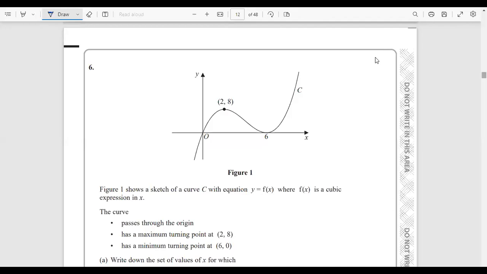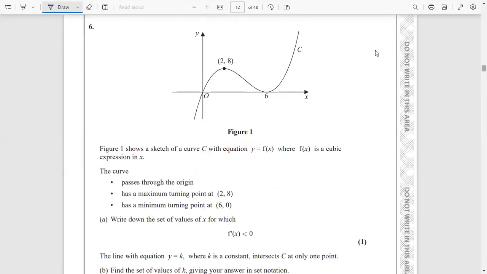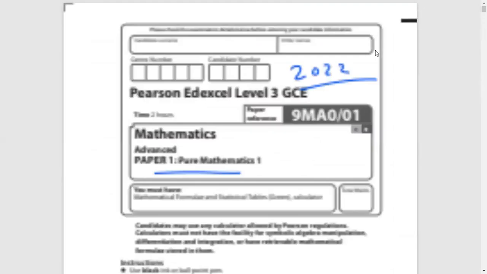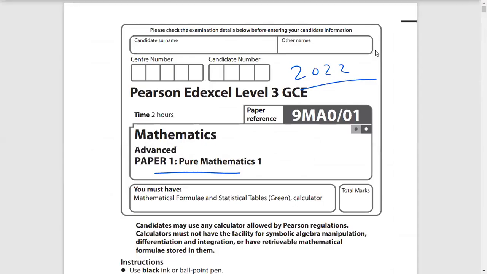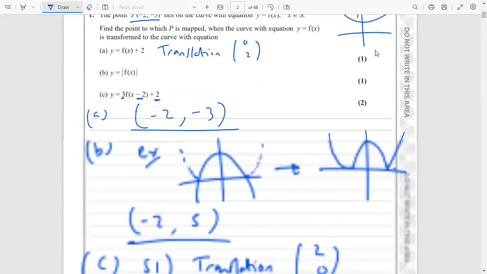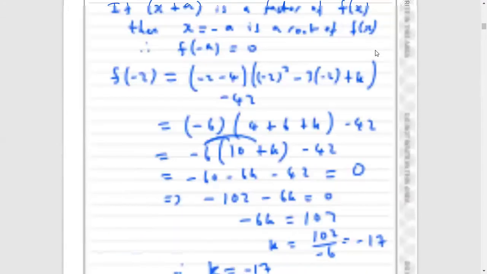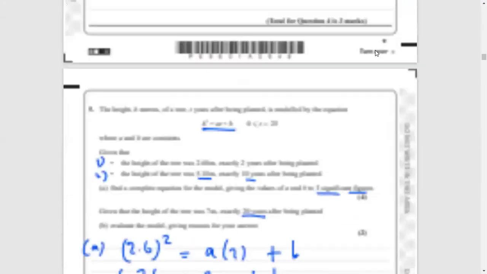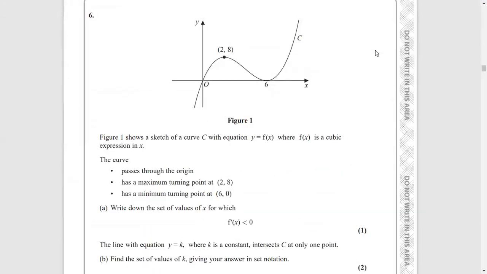Hello, so in today's video, we're going to answer question 6 from the Edexcel 2022 Paper 1 Pure exam from last year. So we're recording this currently in 2023. This was last year's Paper 1 Edexcel 2022 Pure Maths exam. We've done the first few questions in some of my previous videos, and we're going to look at question 6 today. Question 6 is about this curve here.